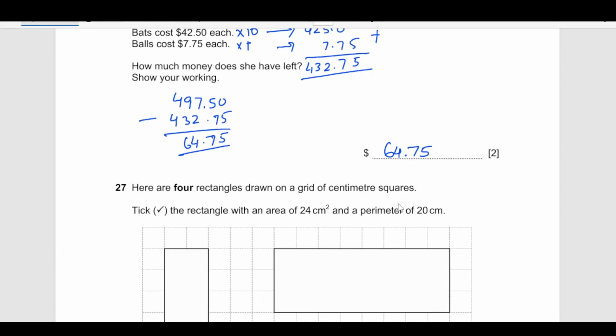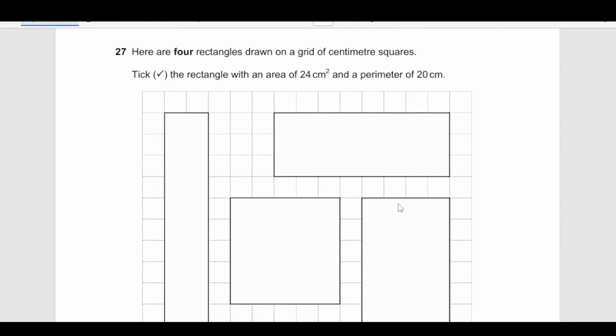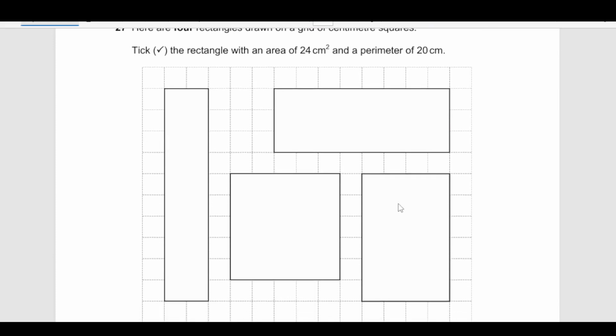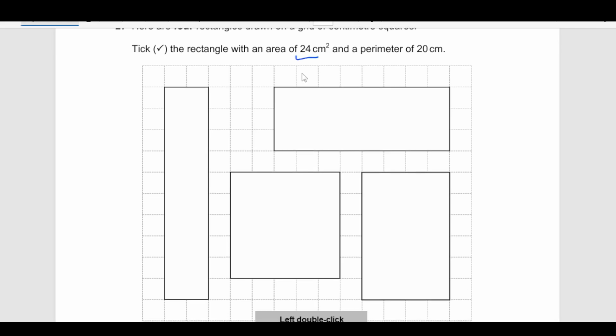Okay. Now number 27, here are 4 rectangles drawn on a grid of centimeter squares. Tick the rectangle with an area of 24 and a perimeter of 20 centimeters. Let's see the area first. There are 2 squares here, 1 2 3 4 5 6 7 8 9 10. So this is 10 times 2, so the area is 20. So this is not the one. Here we have 3 squares by 8, 1 2 3 4 5 6 7 and 8. 8 times 3, the area is 24.